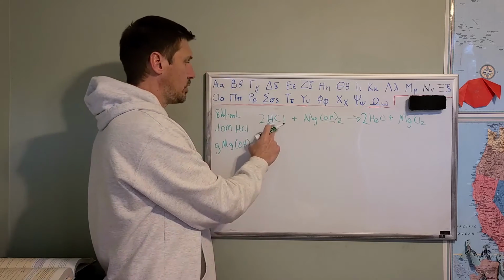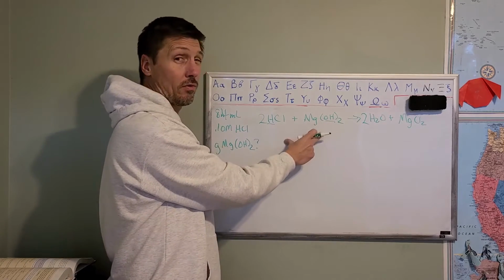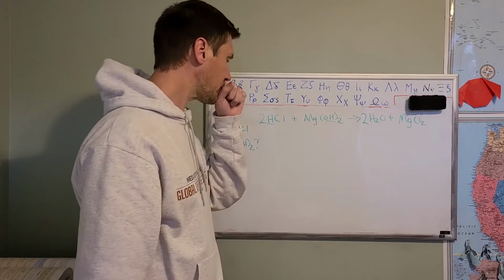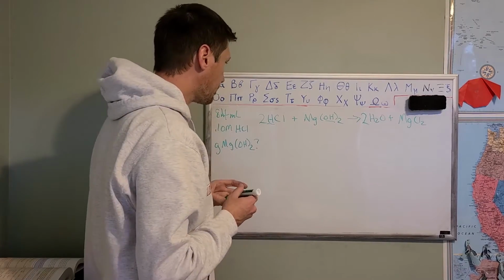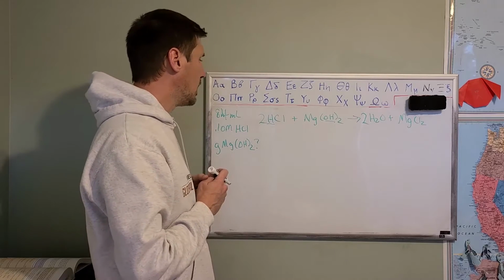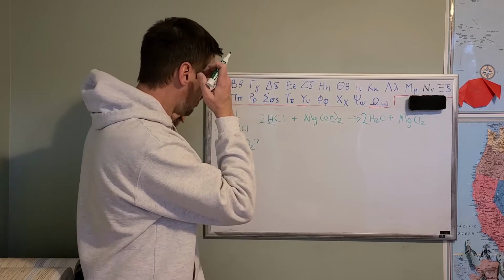Let's check our H's. 2 H's here, 2 H's here for a total of 4 on this side. 2 times 2 here is 4 H's on that side, right? So our equation's balanced. So just like we did before, right?